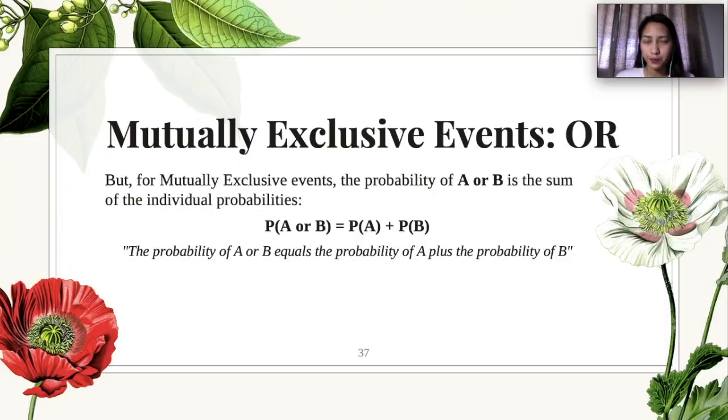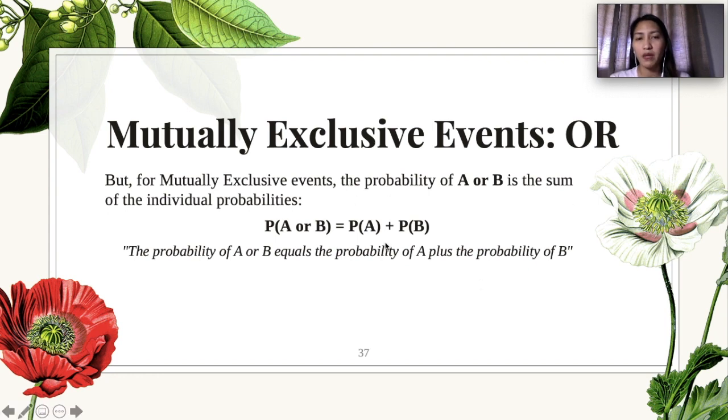Hindi pwede. Ito naman yung halimbawa ng remember that when you say mutually exclusive events, that cannot happen at the same time, because you can get the probability of two events happening. You can get the probability of one event happening. Now, if two events cannot happen at the same time, ang tawag doon is mutually exclusive events. Kapag ginamitan mo siya ng operation na or, ito ay possible. So, the probability of A or B is the sum of the individual probabilities.